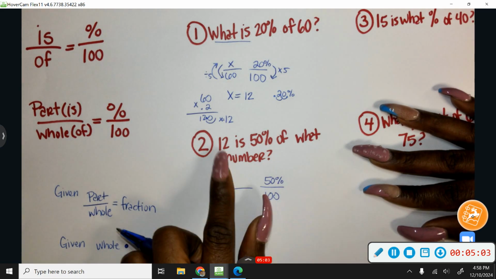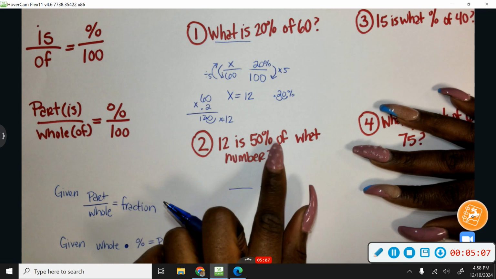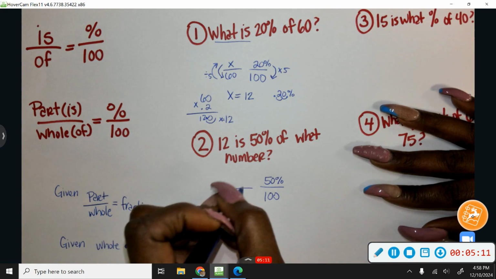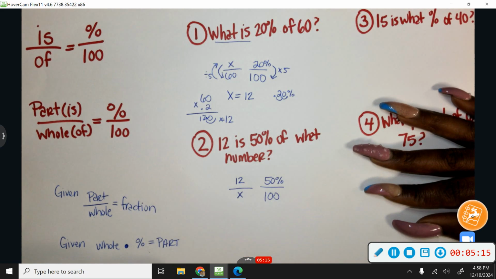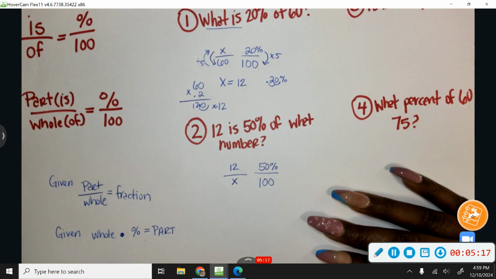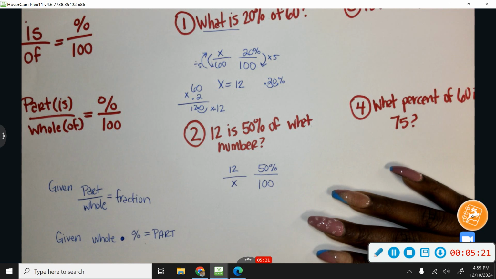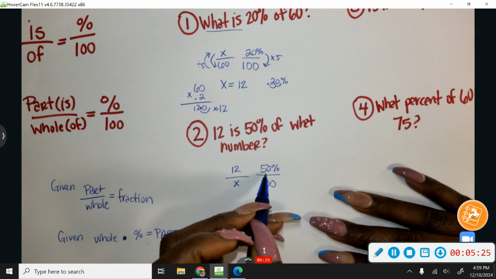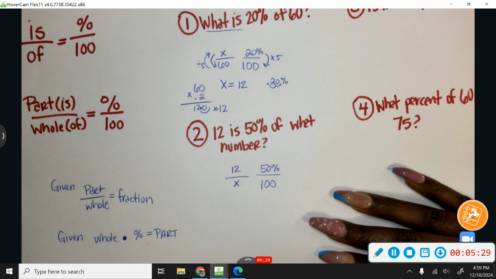And then 12 is... so therefore I know what my 12 is, but I don't know of what number. So in this case, 12 will go at the top, and my x will go at the bottom, my variable, because that's what I'm looking for. So in this case, again, I see a relationship, or we could cross multiply and divide by 50. Let's try that way as another way, but I'm going to show you multiple ways in this case.